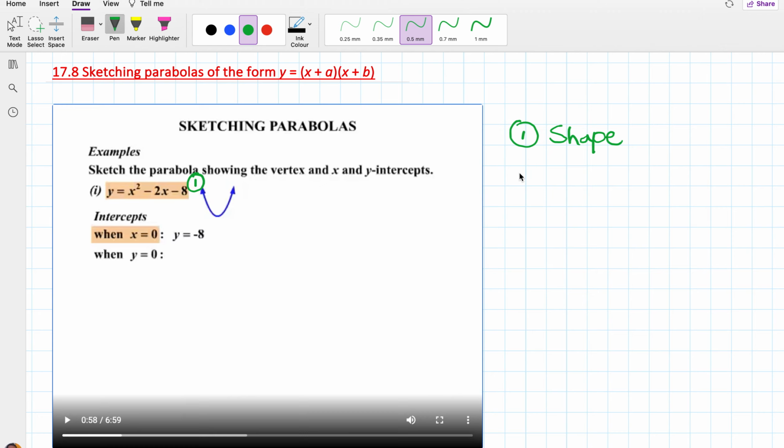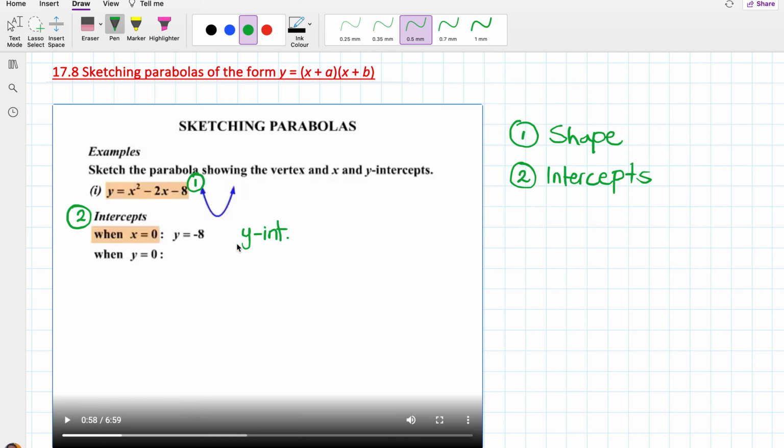Then the second thing that you're going to do is find your intercepts. So he's finding the intercepts here. Okay, this is the second part. So just remember to find your y-intercept. That's what he's doing in the first step.